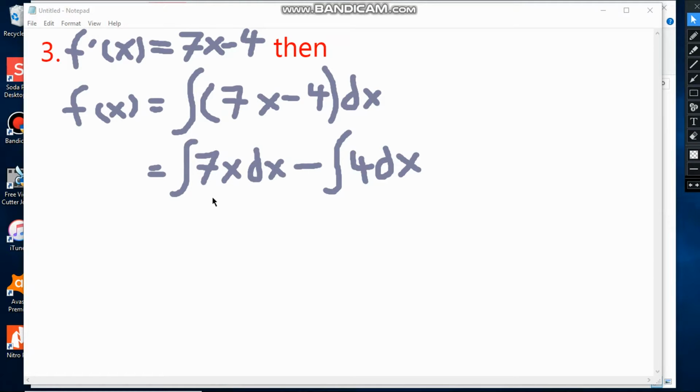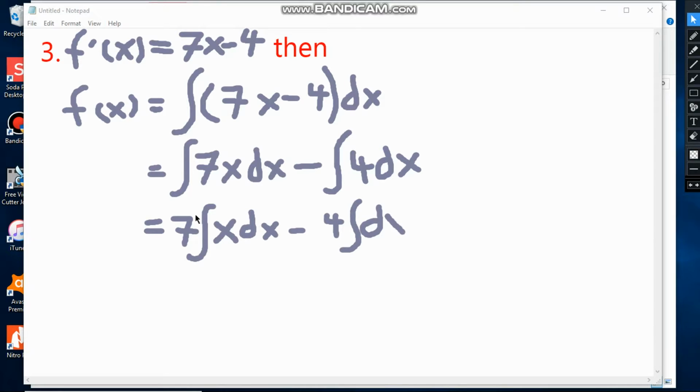Okay, then we must take out the 7, because 7 is a constant, and we remain with the integral of x. The derivative of x minus 4 is a constant, we take it out, and we remain with the derivative of x. And when we integrate, as we say, this is of power 1, so we must add 1, and we must divide by the result.